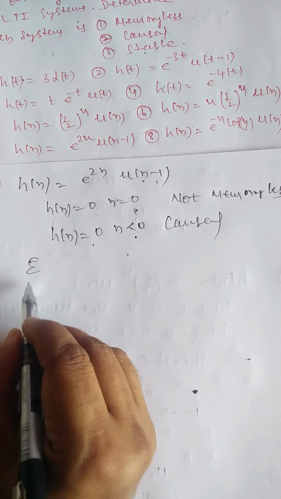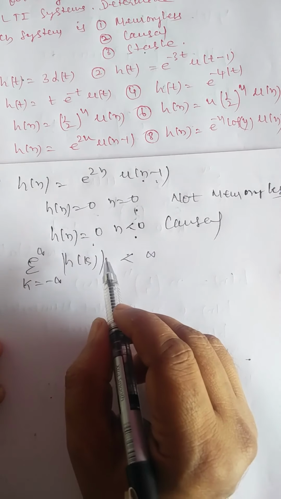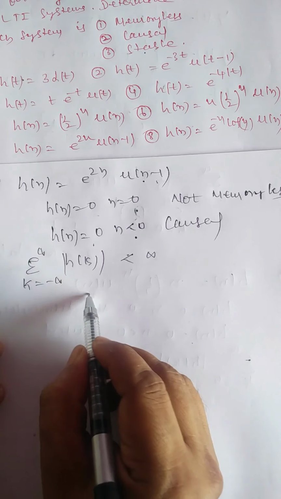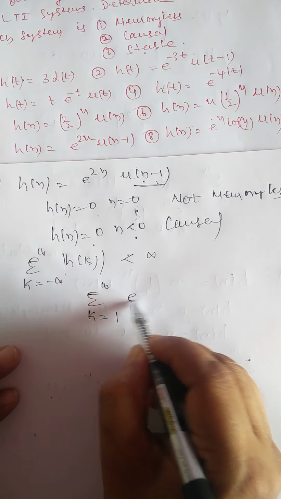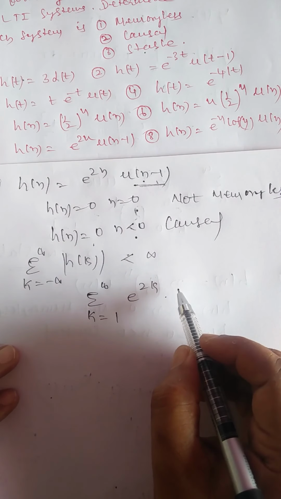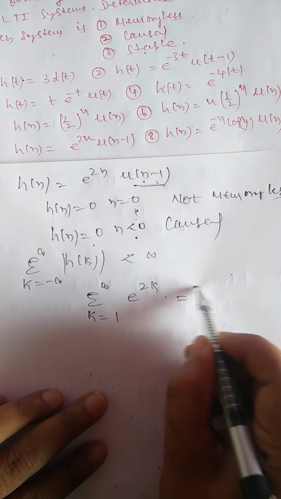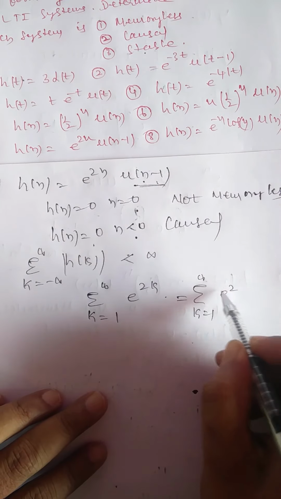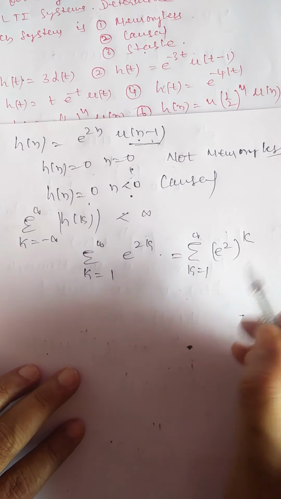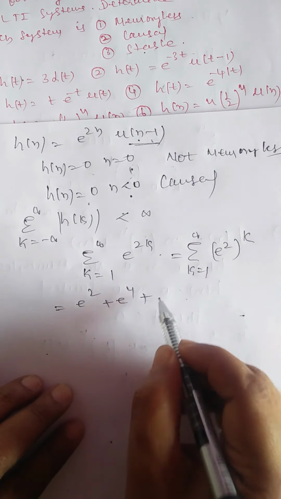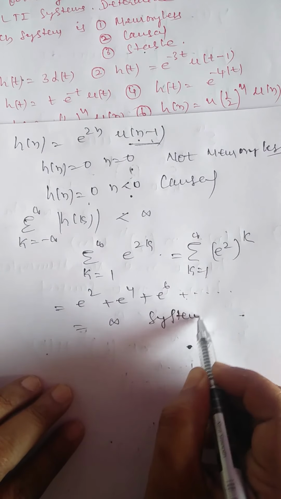Next, to check its stability, go for the formula that is summation of k from minus infinity to plus infinity, modulus of h of k must be less than infinity. Here, u of n minus 1 exists from 1 to infinity, so the limits are 1 to infinity. Summation of e to the power of 2k, u of k minus 1 value is 1. You can write this as e to the power of 2 whole to the power of k, summation of k from 1 to infinity. See, when k is 1, you'll get e to the power of 2, plus when k is 2, you'll get e to the power of 4. It goes like this: e to the power of 2, plus e to the power of 4, plus e to the power of 6. It becomes infinity. Hence the system is unstable.